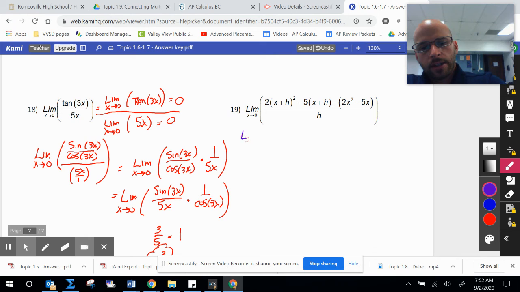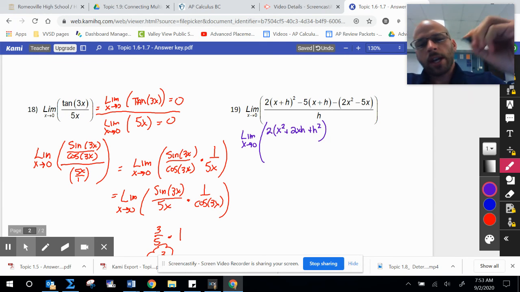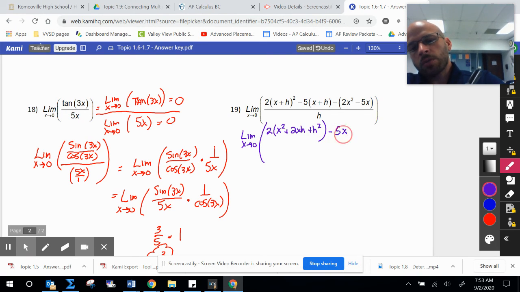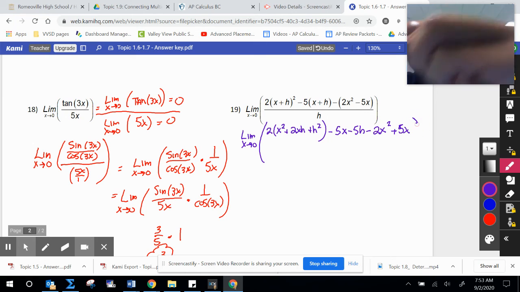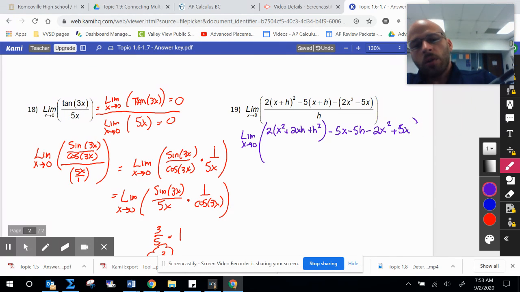What I have here is the limit as x goes to 0. Now, if you distribute out the x plus h times x plus h, you're going to get an x squared plus 2xh plus h squared. Again, I'm writing it twice, distributing it out, minus, I'm going to distribute this as well. Be careful of your negative. Again, I'm going to distribute the negative into the last piece. And that's my numerator. And that's all over h.